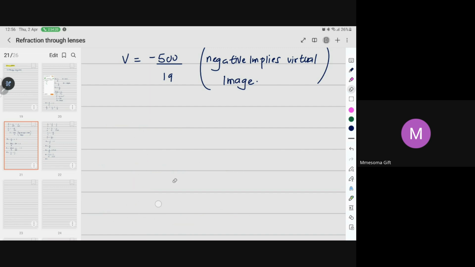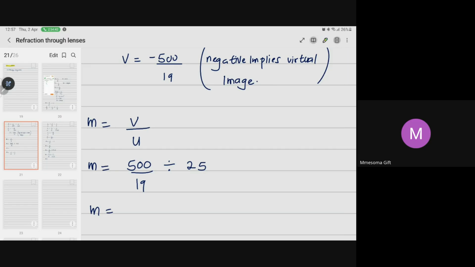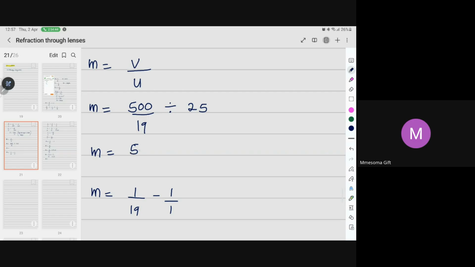But remember that M is equal to V over U. So M is equal to, don't use that minus, just carry out this thing over 19, because that sign simply means that it is a virtual image, divided by U. The value of U is 25. So that M is equal to 500 over 19 multiplied by 1 over 25. Yes, 1 over 25, because I've converted.